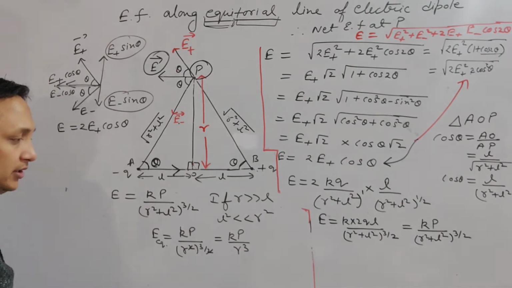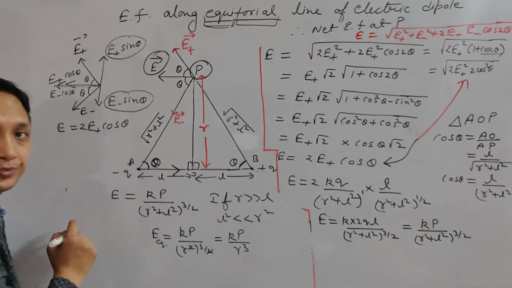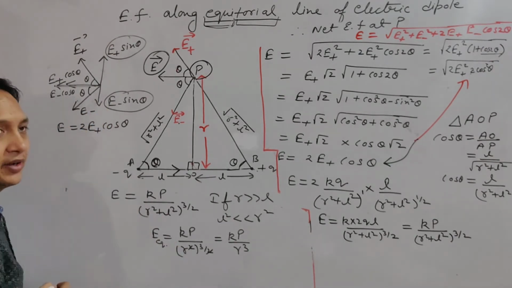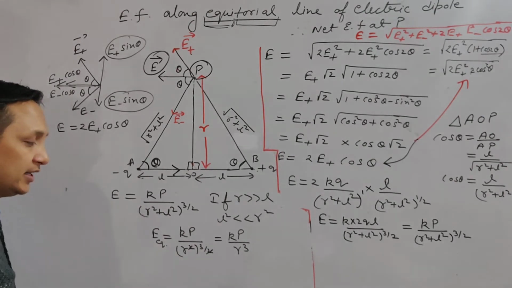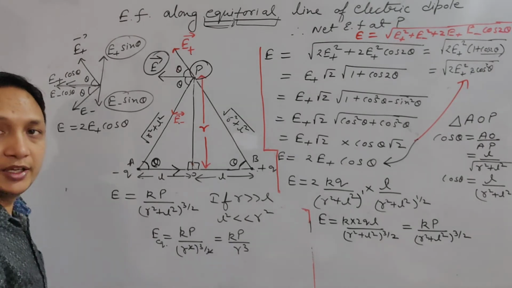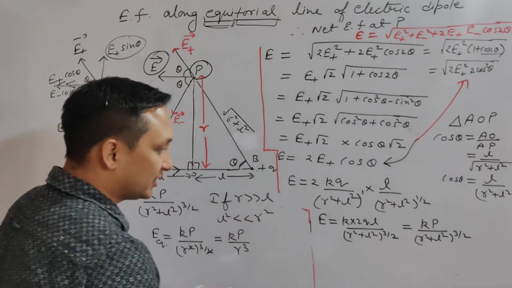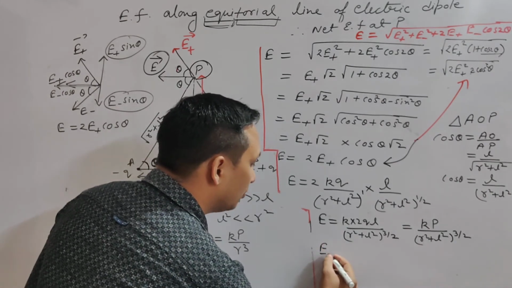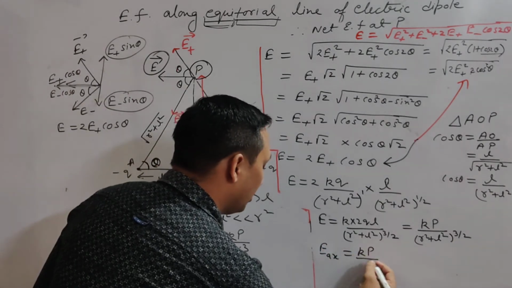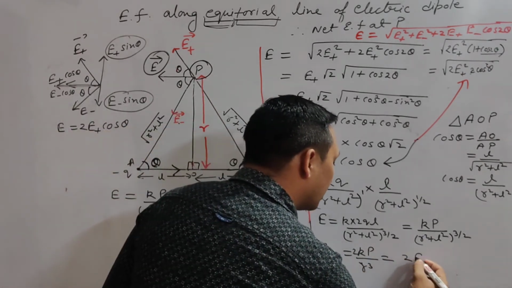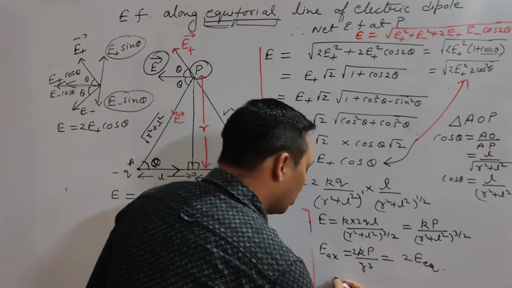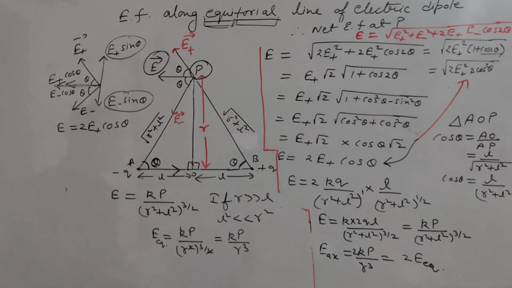The last thing is that if somebody says find a relation between the magnitudes of E axial and E equatorial, what are you finding here? E equatorial is Kp upon r cube. If I ask you what E axial was, E axial was 2Kp upon r cube. So it becomes twice E equatorial. So E axial becomes twice of E equatorial. Is it clear? If any doubt, you can text me. Thank you.